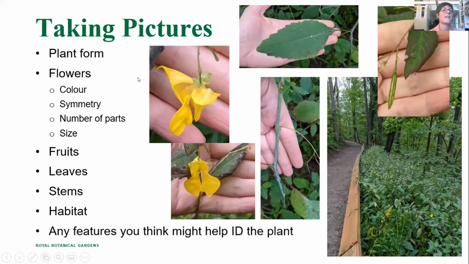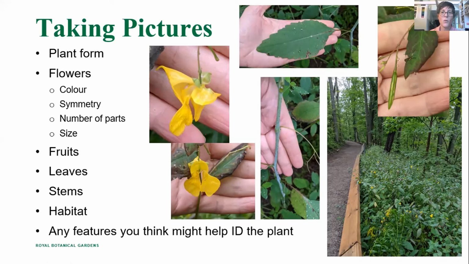So you can bring your phone with you and use GoBotany to identify the plants that you see on your walk right on the spot. If you don't want to do that, you want to identify it at home or get somebody to help you with it, take pictures. Make sure you get pictures of the form of the plant, which I've got over here. I can see that it's low down and it kind of covers the ground in a carpet. I've got pictures of the flower from more than one angle. I can see the color, I can see the symmetry. If it was a more regular kind of flower, I would be able to count the number of petals or parts.